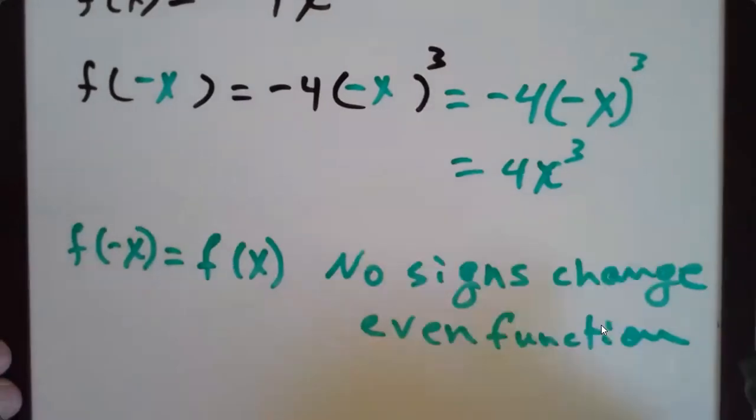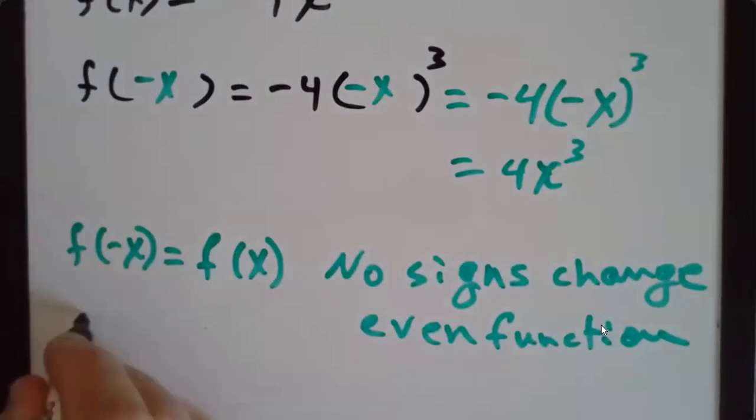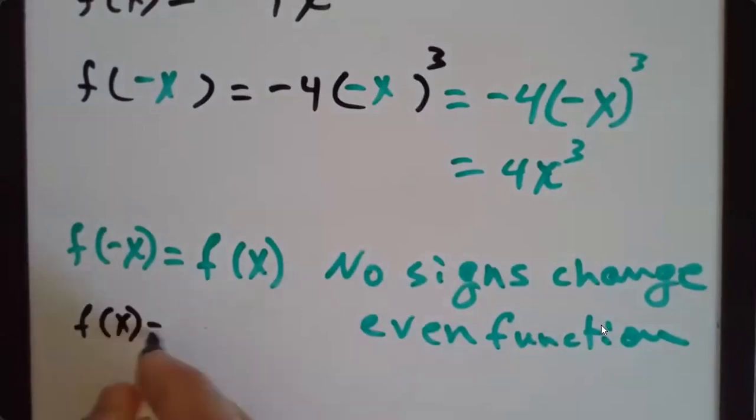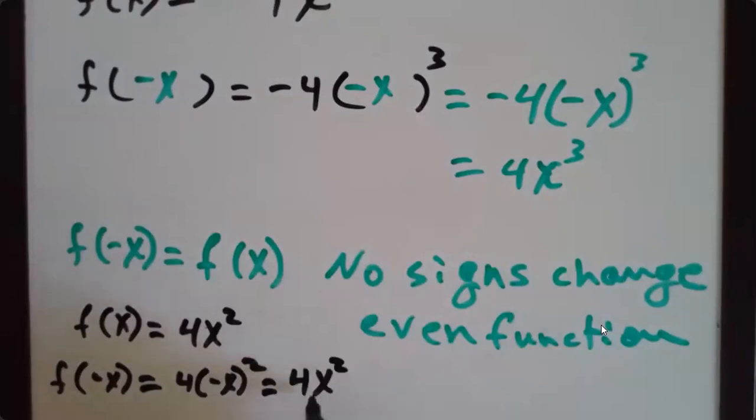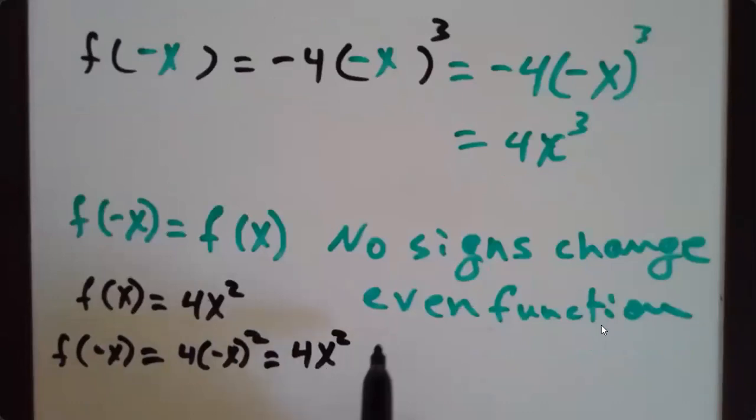Well, what would be considered that? Well, if this was 4x squared, for example, and we substituted negative x in there, negative x squared times negative x is just x. The negatives cancel, and you end up with 4x squared. You get the original function, no signs change. Then this function is even.